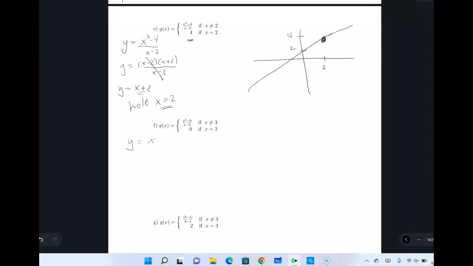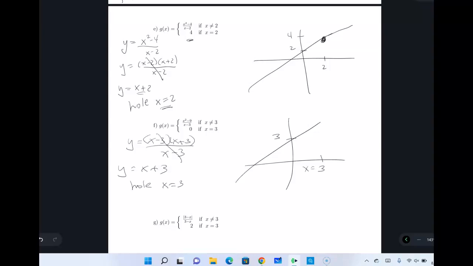So this is y equals x minus 3, x plus 3. Then, if I have x minus 3's, those cancel. So I have the line x plus 3, but there's going to be a hole at x equals 3. There's the y-intercept. When x is 3, right? So when the x is 3, that's when I have a hole. And how do I find out where that hole is? Plug 3 into here, and that gives me the y value of 6. Okay, so when x is 3, it says make the y value 0.